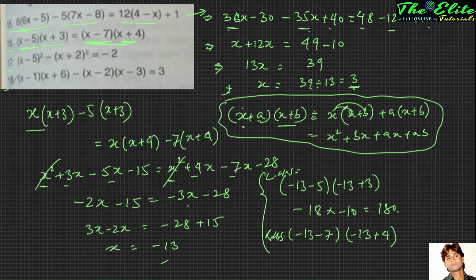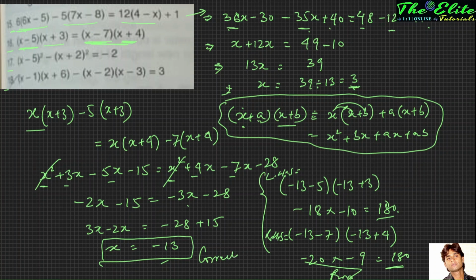So the right hand side should also be equal to this if my answer x equal to minus 13 is correct. So it is going to be minus of 20 multiplied by minus of 9. Again it is going to be 180. So it is the correct answer, proved. Okay. So the answer is very much correct.